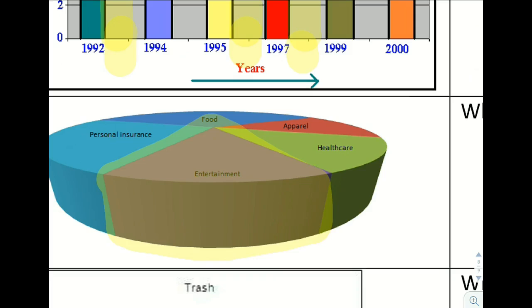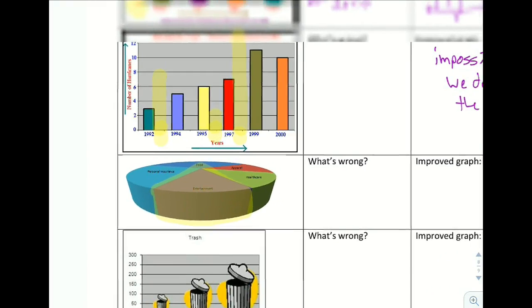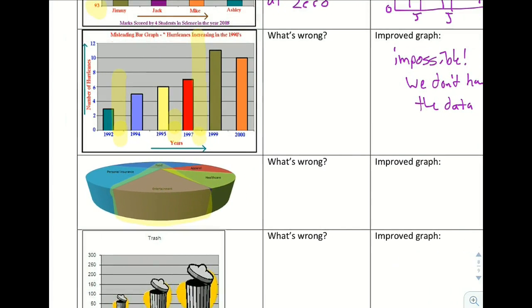Whenever you tilt something or change the way it looks in order to make it appear larger or smaller than it actually is, that's going to be misleading to the reader. So when you say what's wrong, you're going to want to talk about how what appears to be very large is not very large. And an improved graph is probably going to be something where you draw the same pie chart but flat.